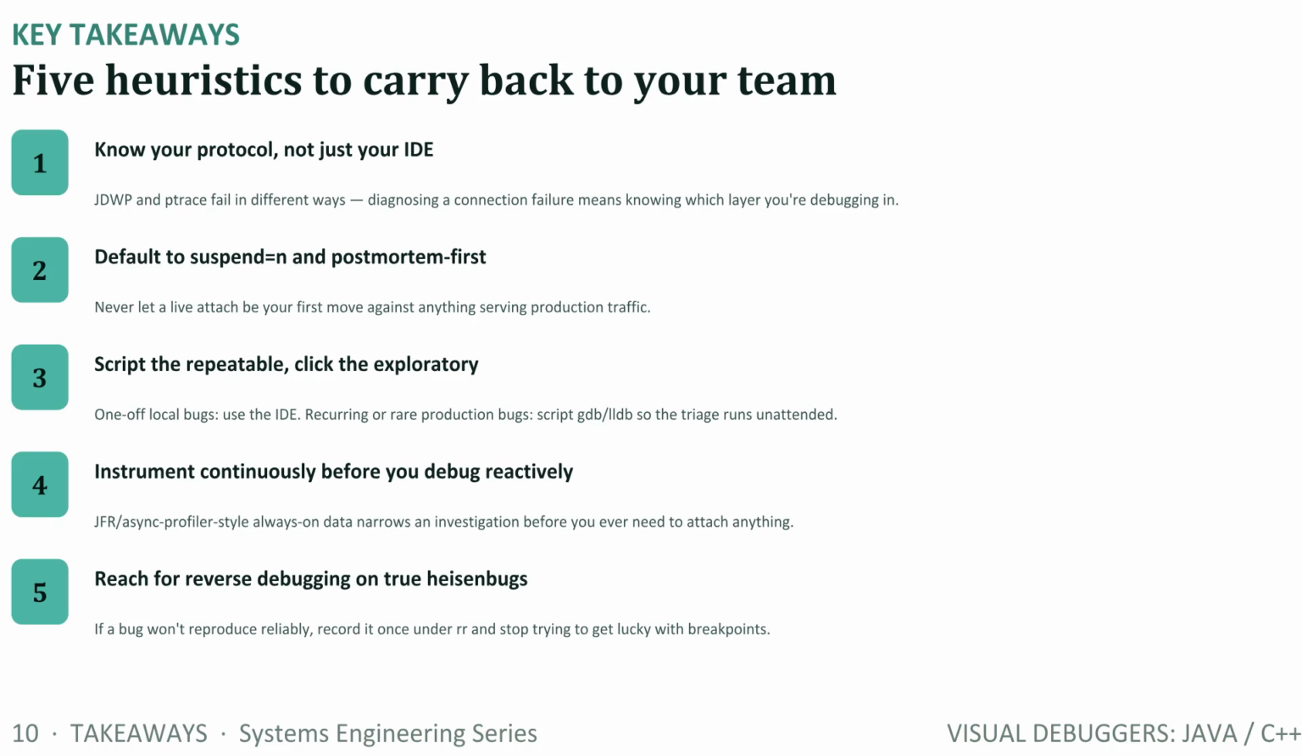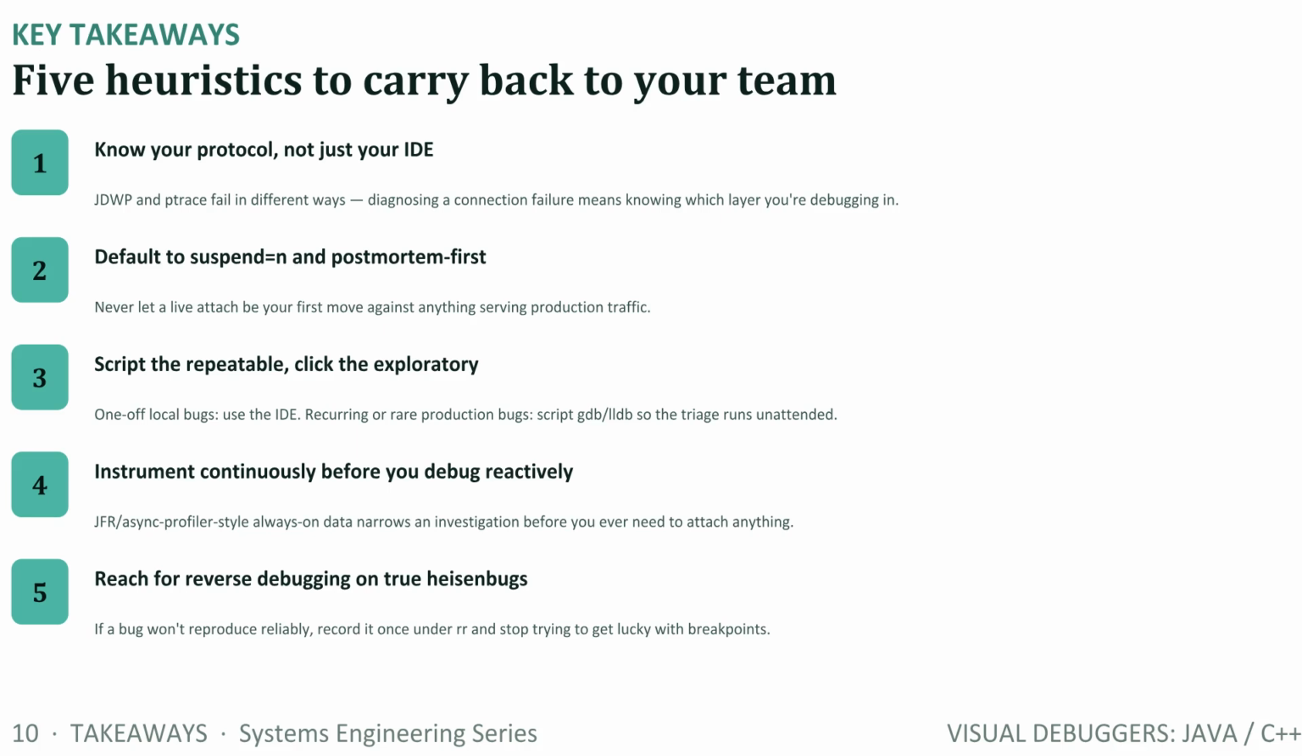3. Script the repeatable, click the exploratory. One-off local bugs, use the IDE. Recurring or rare production bugs, script GDB or LLDB so the triage runs unattended. 4. Instrument continuously before you debug reactively. JFR and async profiler style always-on data narrows an investigation before you ever need to attach anything at all.